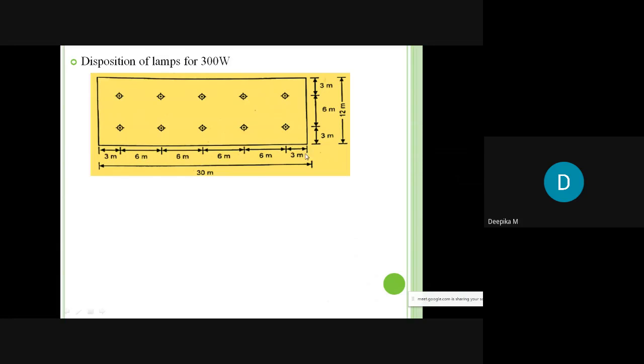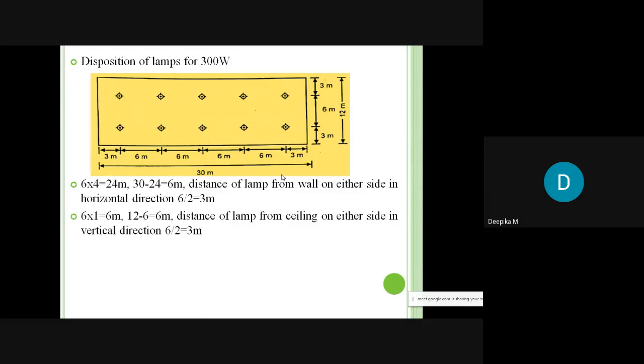Again, 6 meter is left out. So therefore, 6 by 2, you'll get 3 meter, 3 meter. So that is nothing but the distance of lamp from the lamp, distance of lamp from the wall. Again, you can calculate the same way the distance of lamp from the ceiling also.